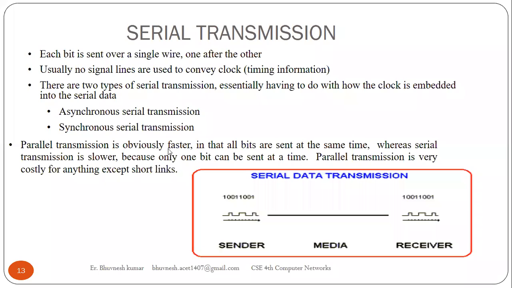Parallel transmission is obviously faster, because in parallel 8 bits are transmitted at the same time, but in serial transmission one bit is transmitted at a time. Serial is slower because only one bit can be sent at a time. Parallel transmission is very costly for anything except short distances. Cost will be more because more wire will be used, and it is mostly used for short networks, such as within a room. Because more wires are used, it is used for short links, short connections.